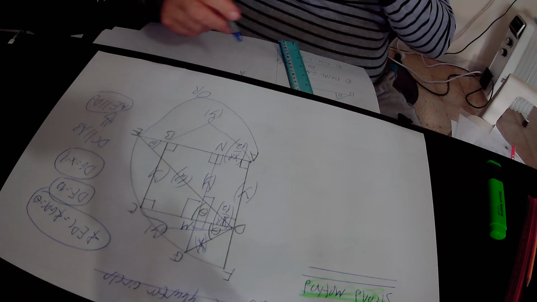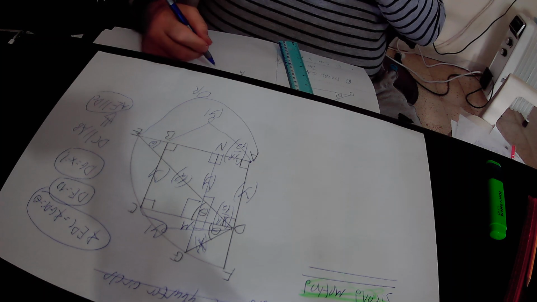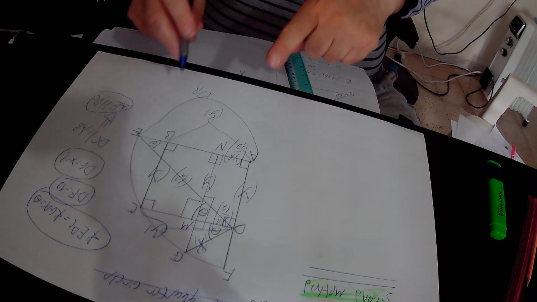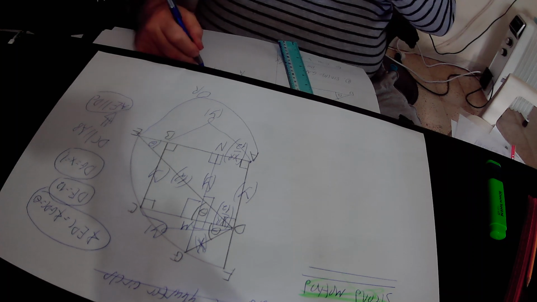AE equals R, it is the radius of the circle. AD equals y, and the hypotenuse DE equals 12. This is angle theta.